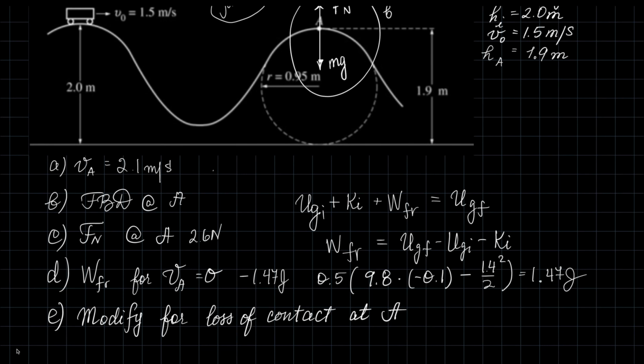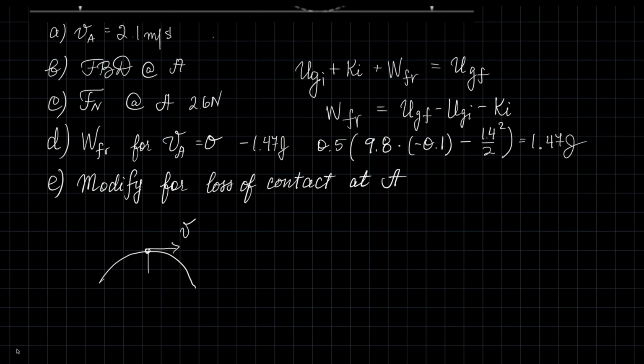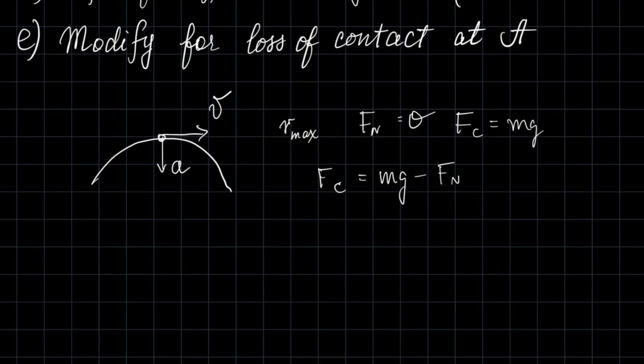And then modify for loss of contact at point A. What they're talking about is acceleration this way. If you have v max, at which it's still in contact, but normal force is 0 because centripetal force is just mg. Usually, centripetal force is mg minus normal force. As normal force gets lower to 0, your centripetal force is just mg. That is the maximum possible speed. Any faster and it will lose contact.